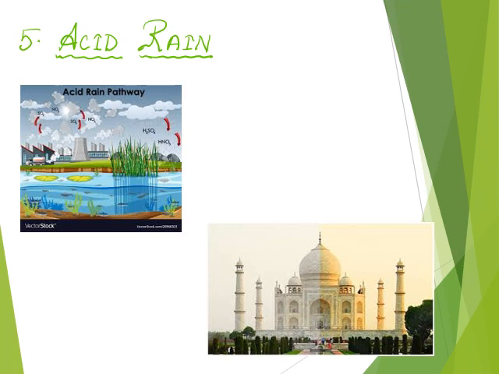As you can see from the picture, this is the picture of the Taj Mahal, and here in this picture it is clear how it was looking before and how it is looking now. Because of the acid rain, it has got some blackening over its surface. It has become dark now.